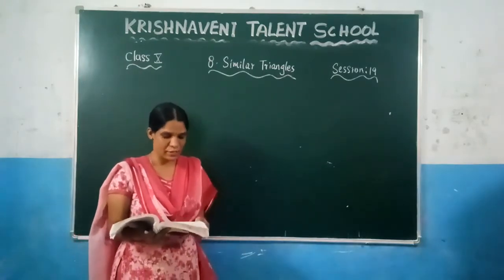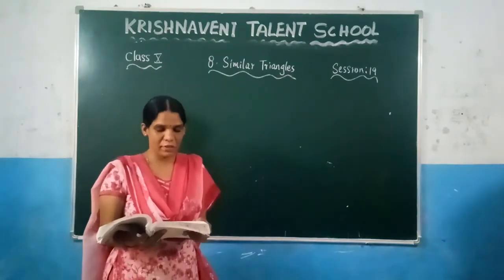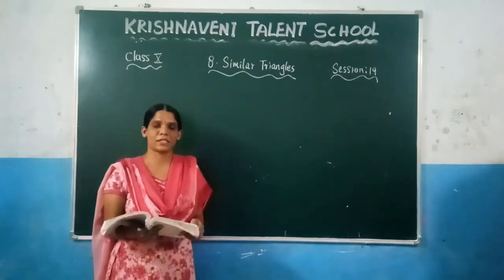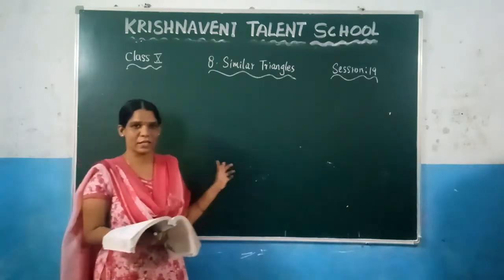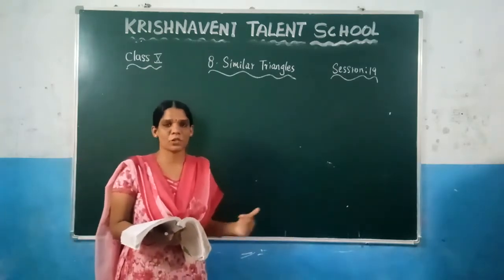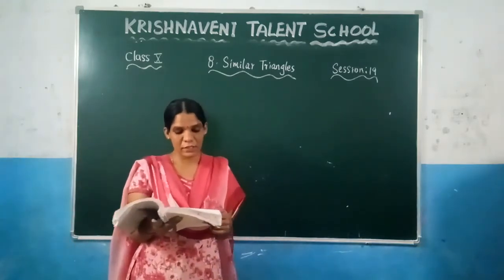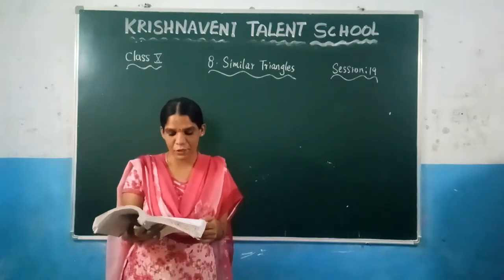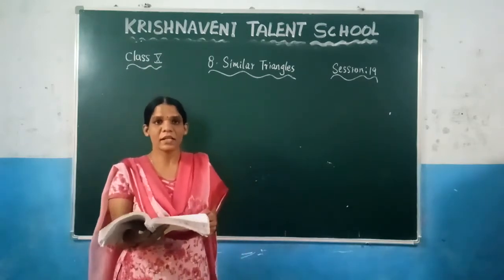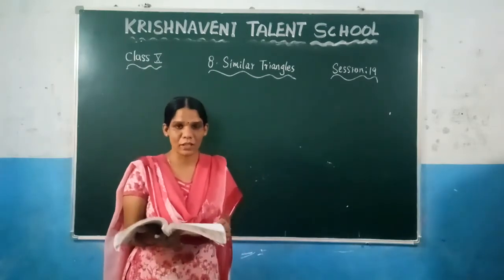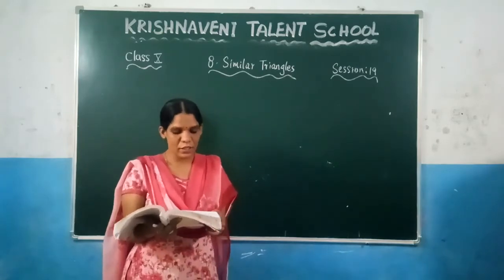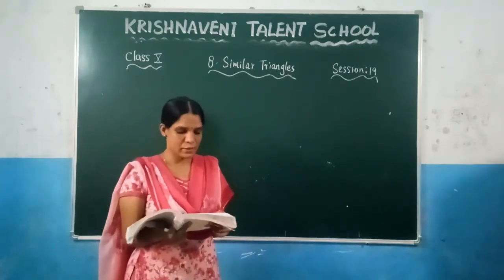One triangle is there, and they have given here XY is parallel to AC. That means you need to draw one line XY such that that line should be parallel to the line AC. And they have given that this XY divides the triangle into two equal areas. If that line divides the triangle into two equal areas, you need to find the ratio of AX by XB.